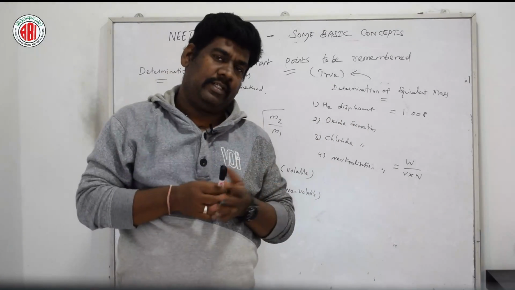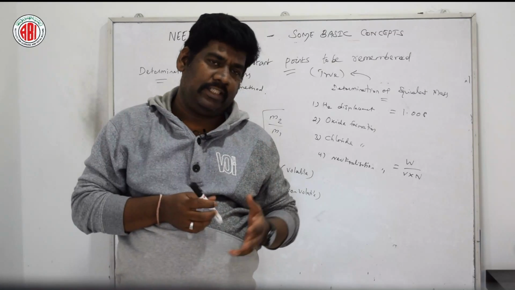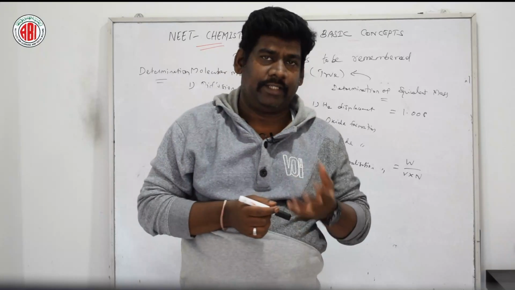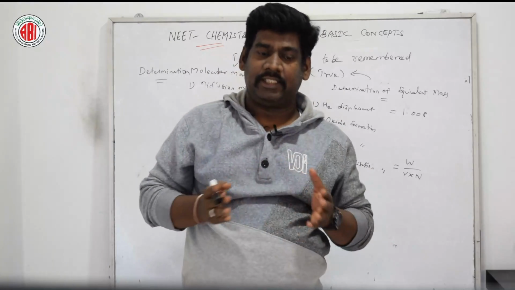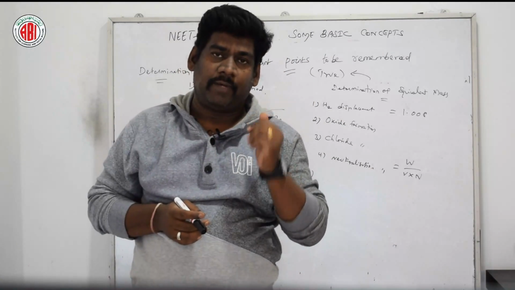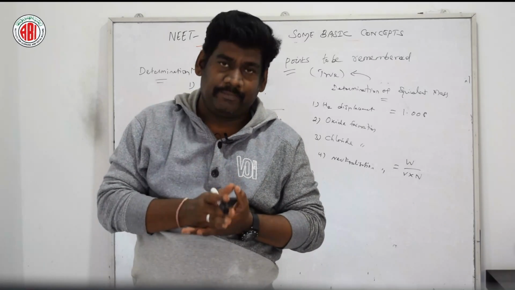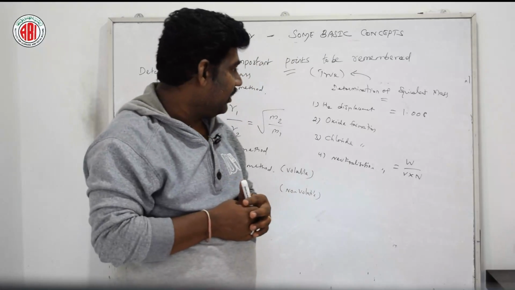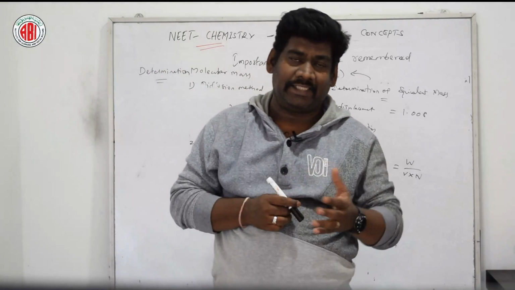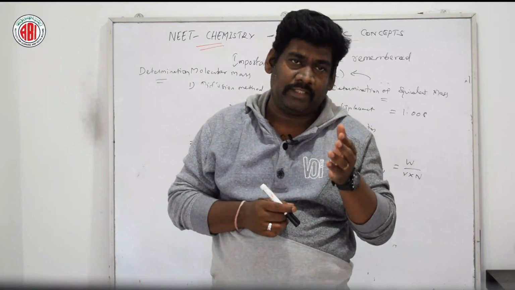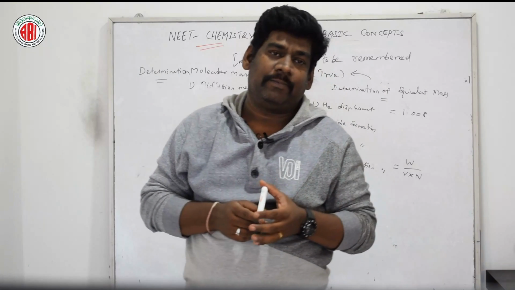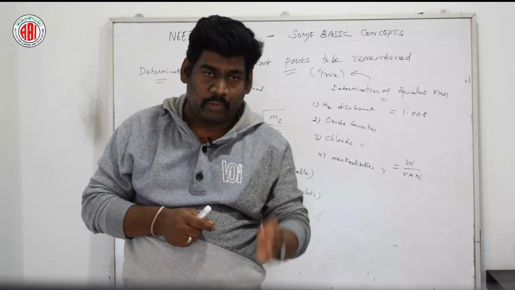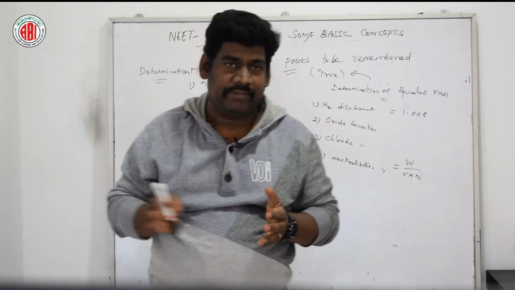When we talk about mass percent, we use the formula mass percent equals mass of the solid by mass of the given solution into 100. In this category we discussed three different formulae: mass by mass percentage, volume by volume percentage, and mass by volume percentage. In the previous video we discussed this in detail. Then mole fraction is the number of moles of one compound divided by the total number of moles. Then molarity and normality, which we also discussed in detail.